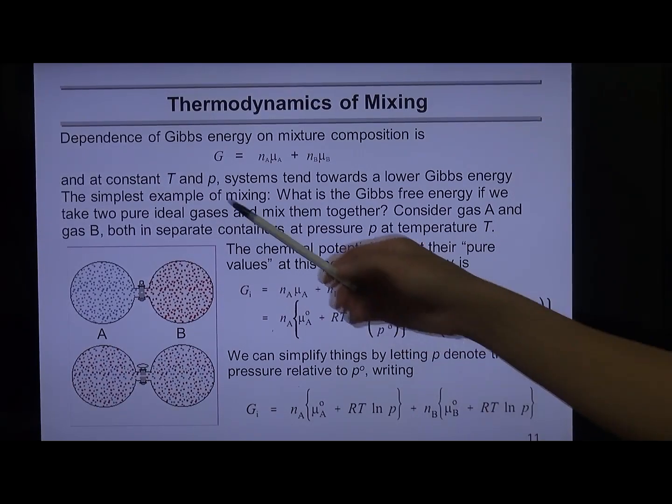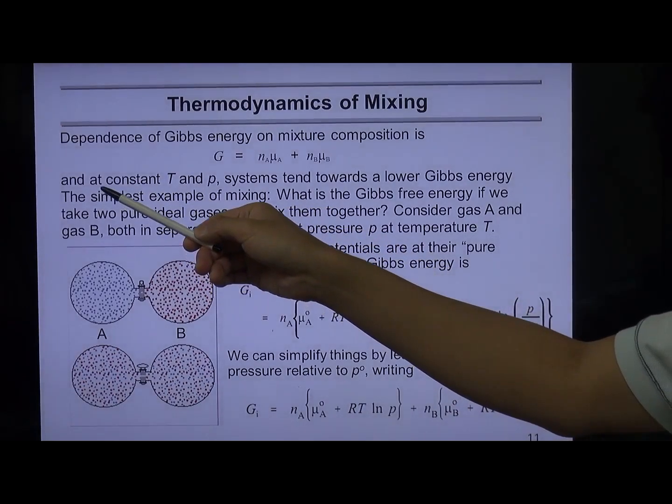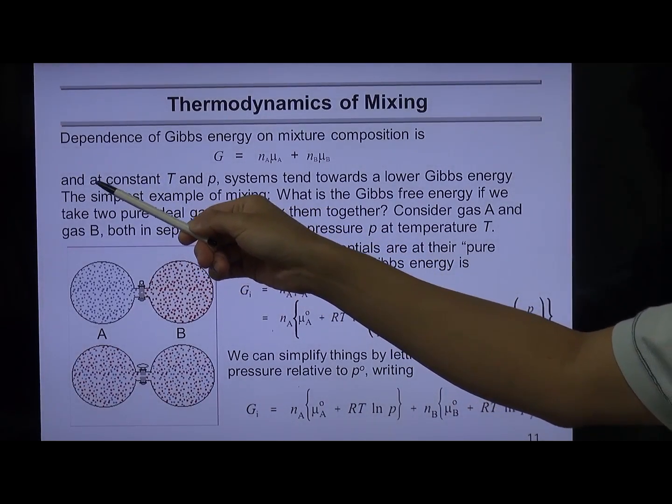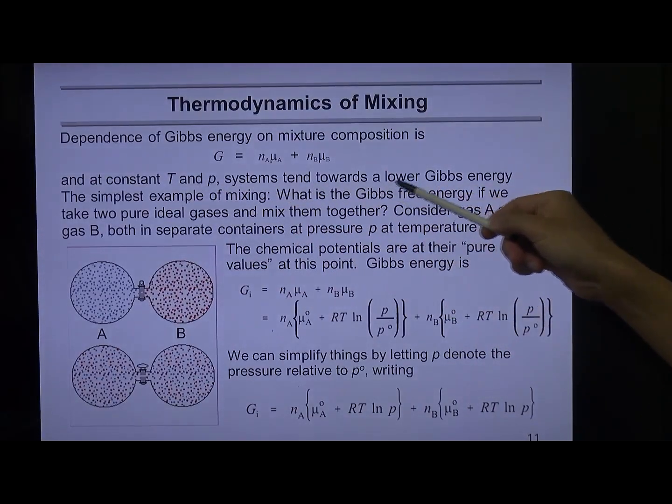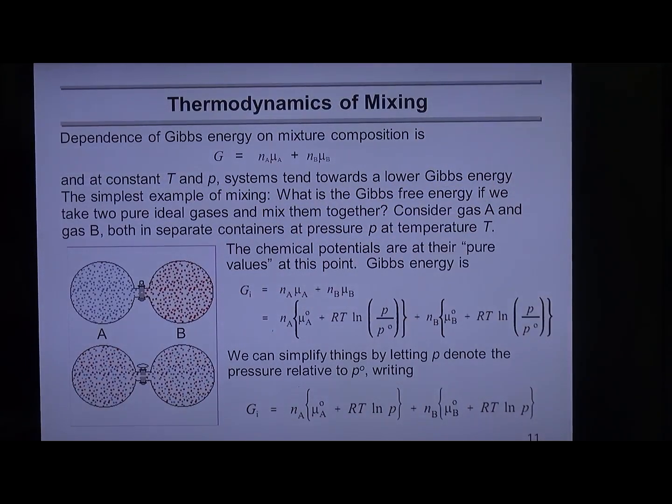And we know from previous chapters that at constant temperature and pressure, systems tend towards a lower Gibbs energy by spontaneous or irreversible processes.